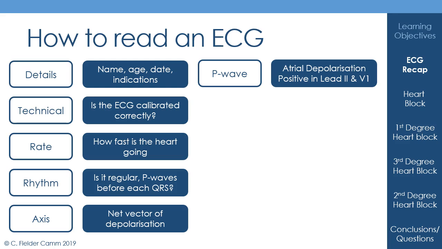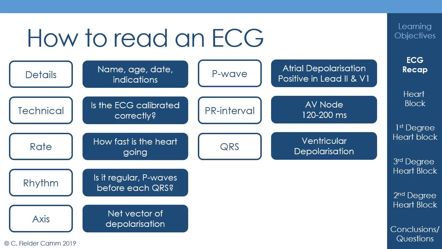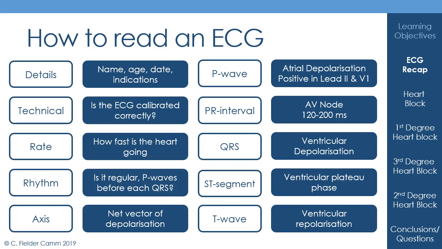So looking at our P wave, particularly thinking about its size and shape, and whether it's positive in lead 2 particularly, whether the PR interval is normal, whether the QRS complex is appropriate in terms of its breadth and amplitude, and then the ST segment, particularly thinking about ischemia or infarction, which we talked about in the last lecture, and finally going on to the T wave, looking for any signs of inversion.